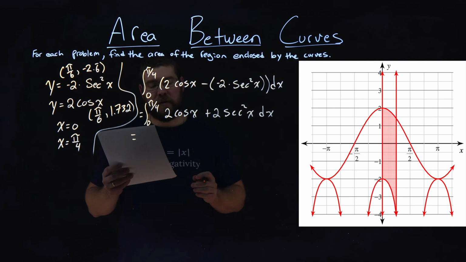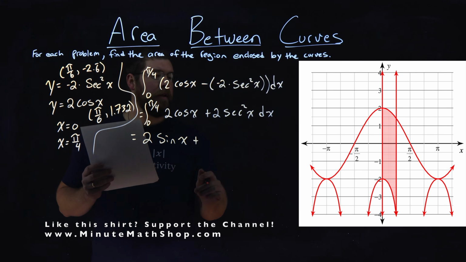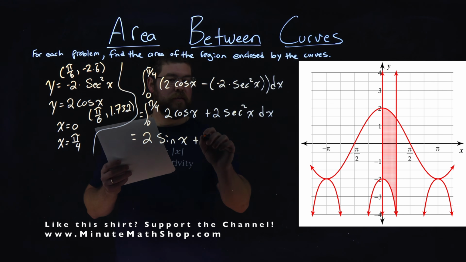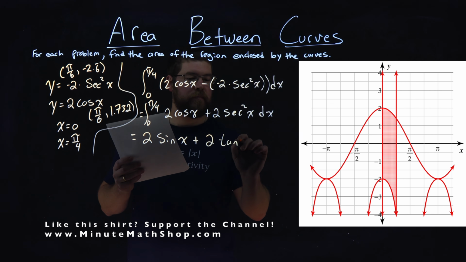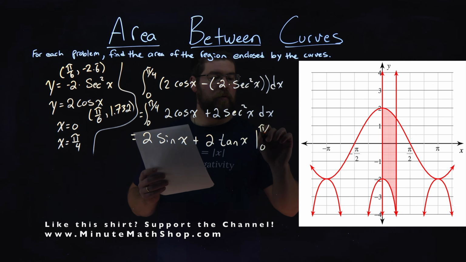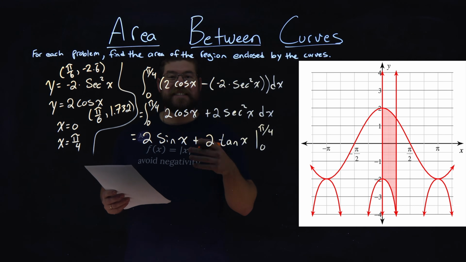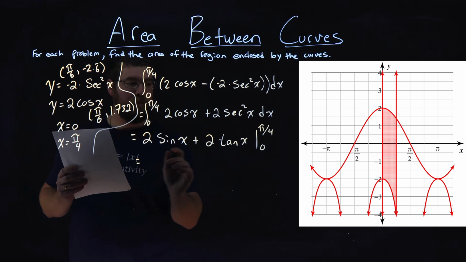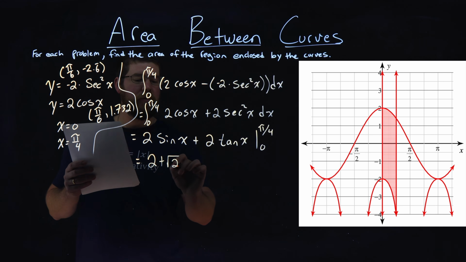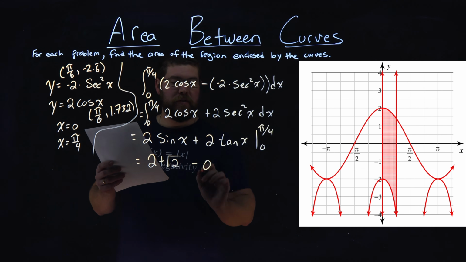All right, let's keep on going here. The integral of 2 cosine of x is 2 sine of x, plus the integral of 2 secant squared x is 2 tangent of x. And we're integrating this from 0 to pi over 4. First we want to plug pi over 4 in for x and simplify. When we do that, we get 2 plus the square root of 2. When I plug 0 in for x and simplify, I get a 0.